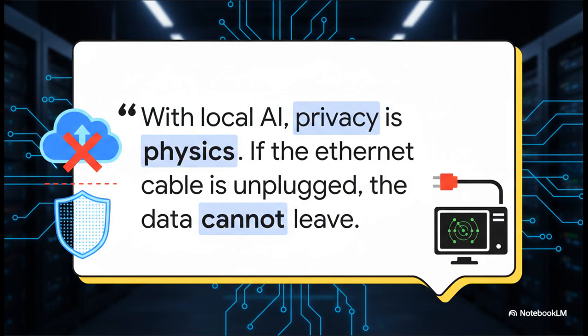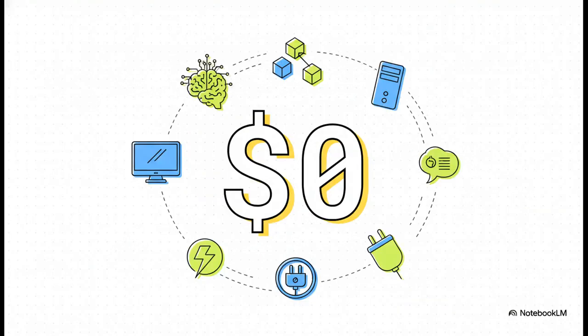And this quote, this just nails it. With local AI, privacy is physics. Think about that for a second. With cloud services, privacy is just a policy, something written in a terms of service document that can change tomorrow. But when the AI is on your machine, privacy becomes a law of physics. If you unplug the Ethernet cable, the data literally cannot leave. It's physically impossible.